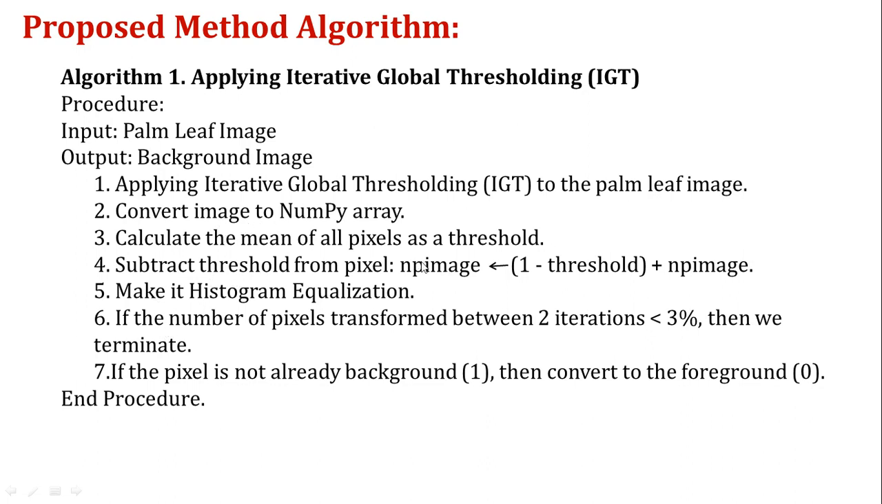calculating the mean value of all the pixels as a threshold, subtracting the threshold from pixels in the numpy array with 1 minus thresholding plus np array np image. Make it histogram equalization. If the number of pixels transferred between two iterations is less than 3%, then we terminate, else it continues. If the pixel is not already background, then convert it to foreground. So this is a simple algorithm in the first algorithm.